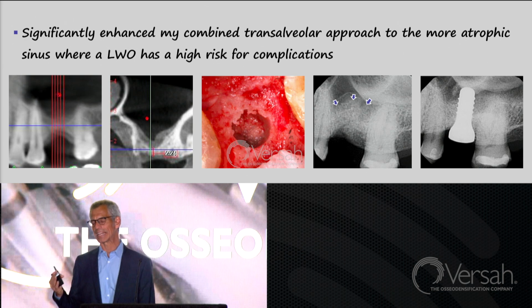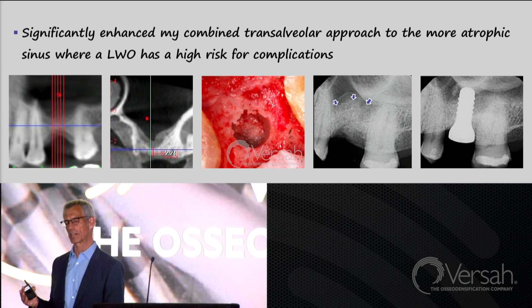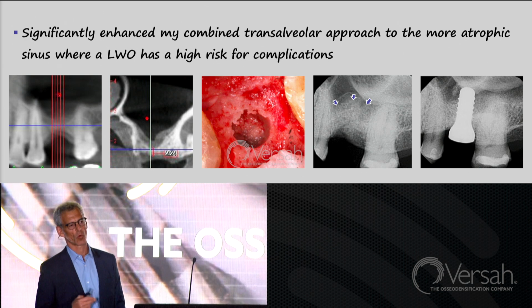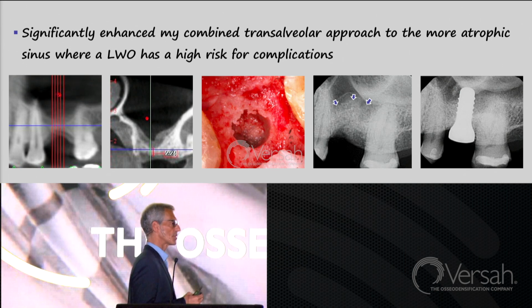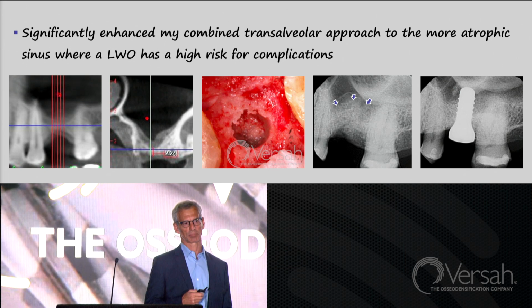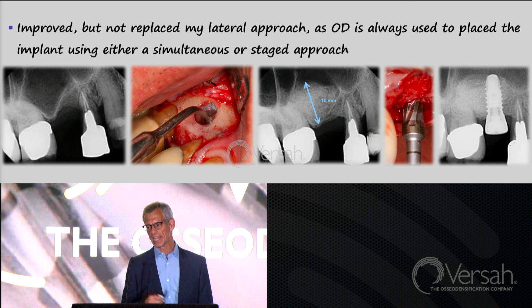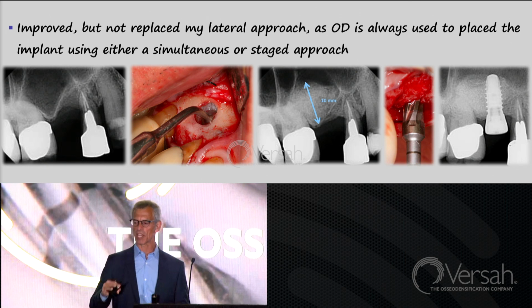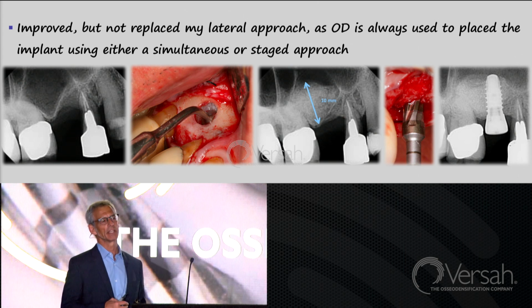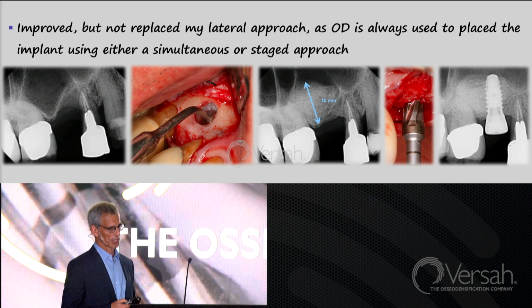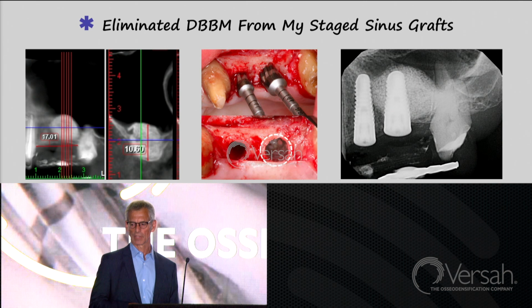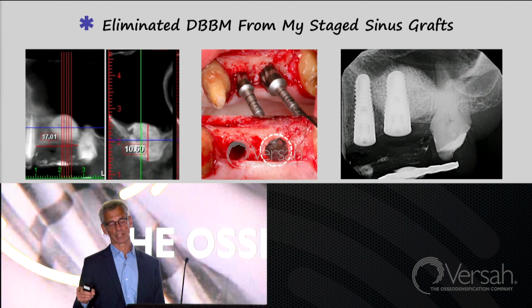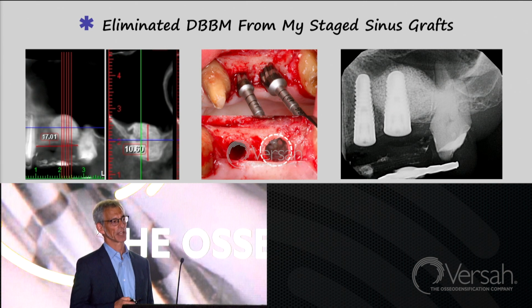It has significantly enhanced my transalveolar approach to the more atrophic sinus, where I do not want to perform lateral window osteotomies because I believe they are high risk for complications. It has improved, but not replaced, my lateral approach, as osseodensification is always used to place the implant, either in a simultaneous or staged approach. But it has eliminated bovine bone mineral from my staged sinus grafts.